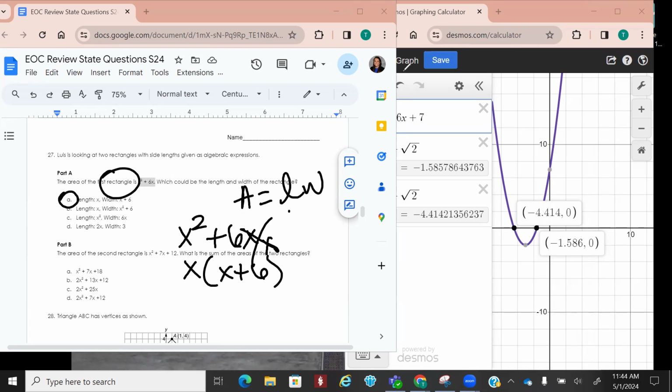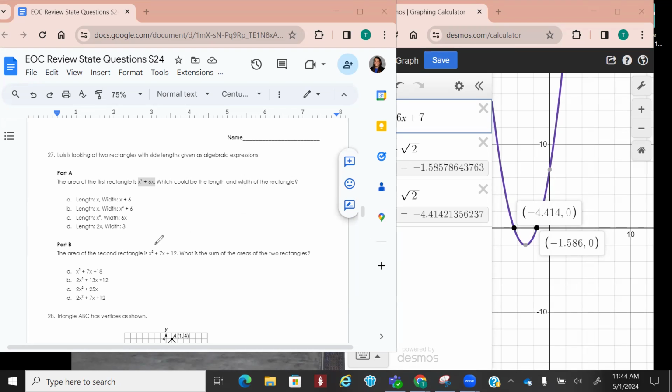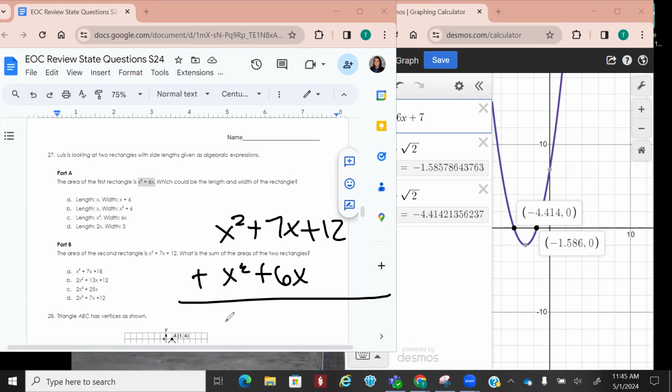Now the next question says, here's the area of a second rectangle. What is the sum of the area of the two rectangles? What does the word sum mean? Addition. So we're going to add x squared plus 7x plus 12 plus x squared plus 6x. When I add these together, I'm going to get 2x squared plus 13x plus 12.